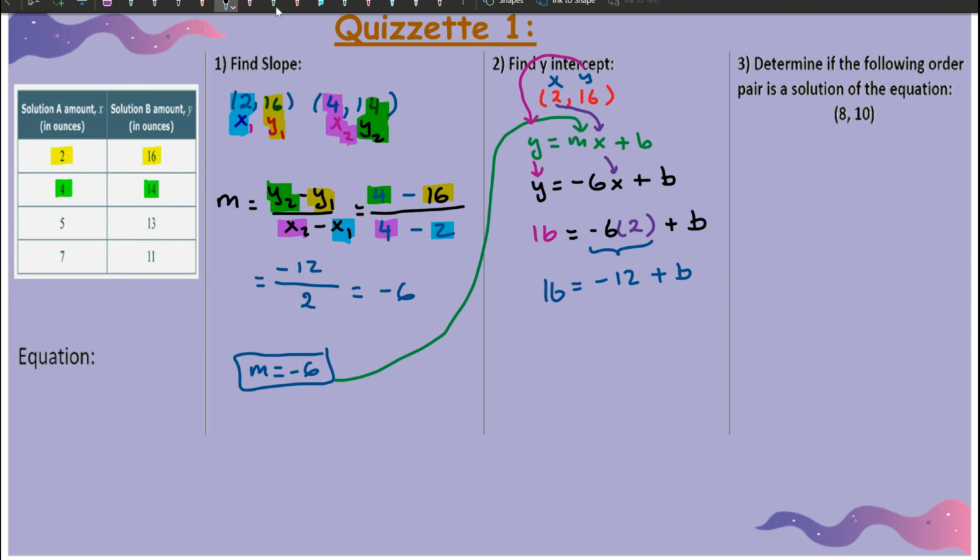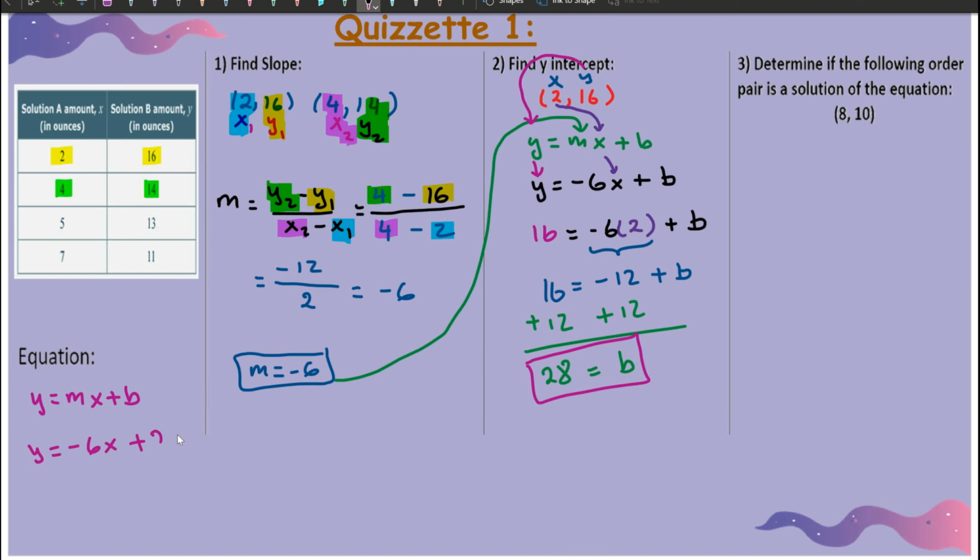Continue solving for b. We're going to add 12 to both sides, and we will have b equal to 28. That's it. Now we can go back to the first column where they say the equation y equals mx plus b. So y equals negative 6x plus 28. Make sure the equation involves the y. Y equals negative 6x plus 28.